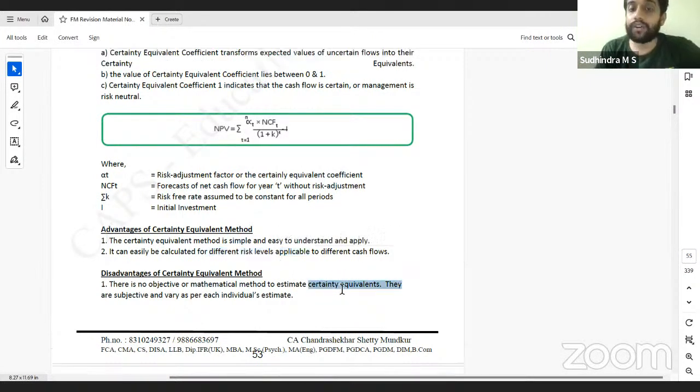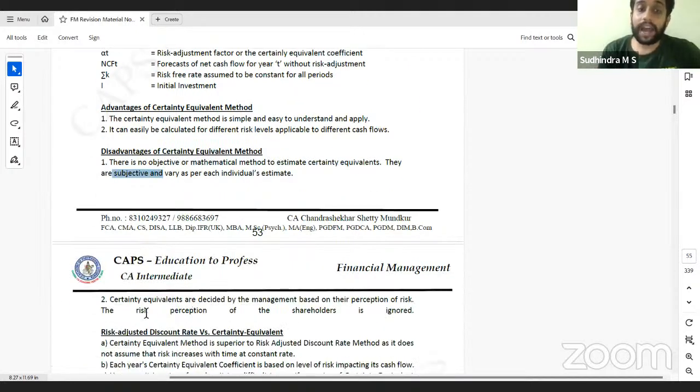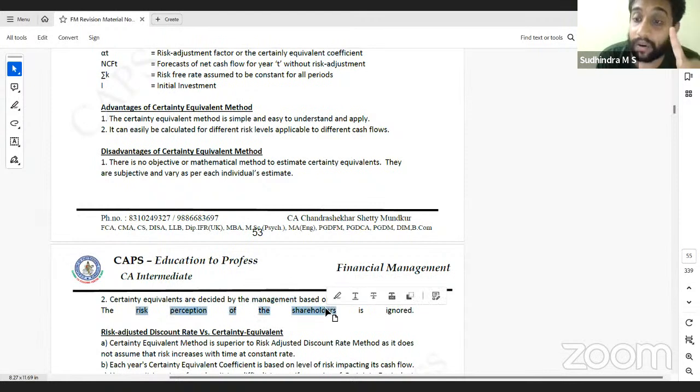But the disadvantage is, how do you get that certainty equivalent? There is no standard approach for calculating or estimating certainty equivalent. It is subjective. Therefore, that's the disadvantage, and certainty equivalent is dependent on the risk perception of the management. Obviously, it is subjective. Risk perception of shareholders is ignored.